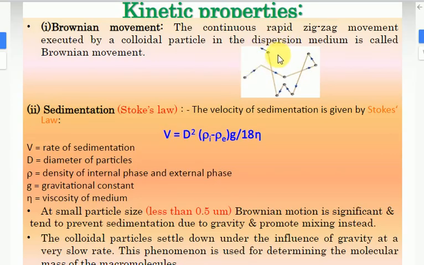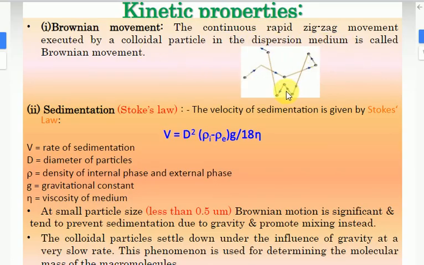When they start colliding, the colloidal particle moves from here to here, again from here to here, like that the particles are in continuous motion. That was observed by Robert Brown. That's called the zigzag motion of the particles, Brownian motion. The continuous rapid zigzag motion of the colloidal particles in the dispersion medium is known as Brownian motion only.